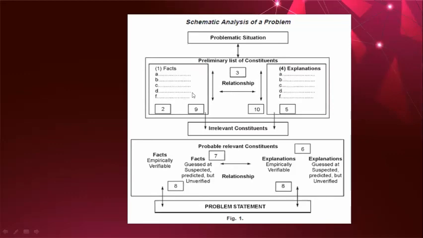So when we try to do this, then we will find out there are various constituents which are irrelevant, which are not what we are trying to find out, which are not what the research topic is, which is not the objective of the research. So we remove these, and then we make a list of the relevant constituents. When we do that, we then divide it again into certain facts: facts which can be verified and facts which cannot be verified, which can be guessed, which can be suspected.